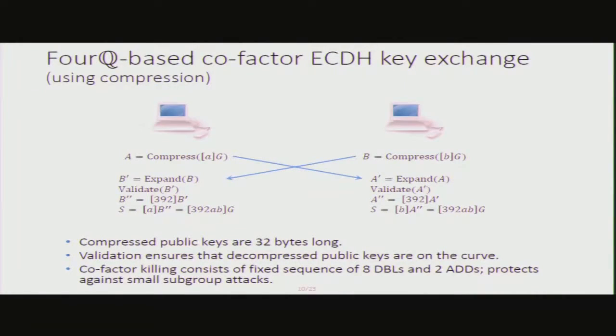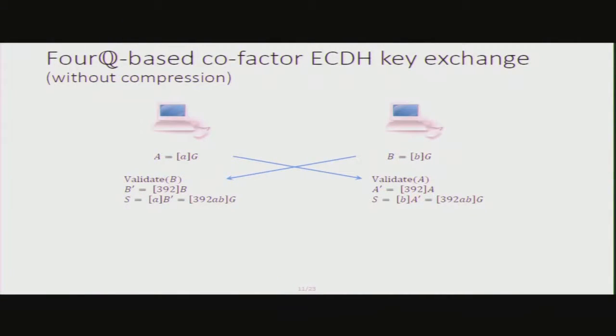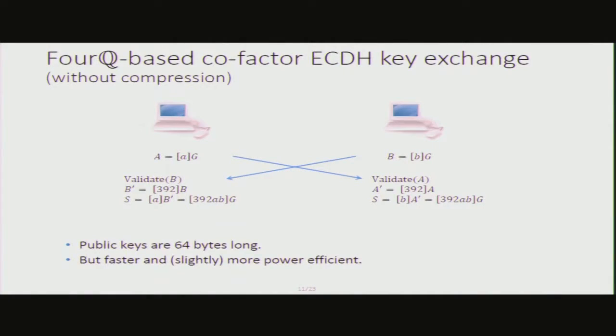Now, as I said, these are compressed public keys of 32 bytes long, and so that's similar, for example, to Curve25519. But you can also proceed with an uncompressed version where you use 64 bytes, and it's slightly faster and more power efficient, so it could be more suitable for certain applications. It's just a straightforward implementation of cofactor ECDH without the compression part.